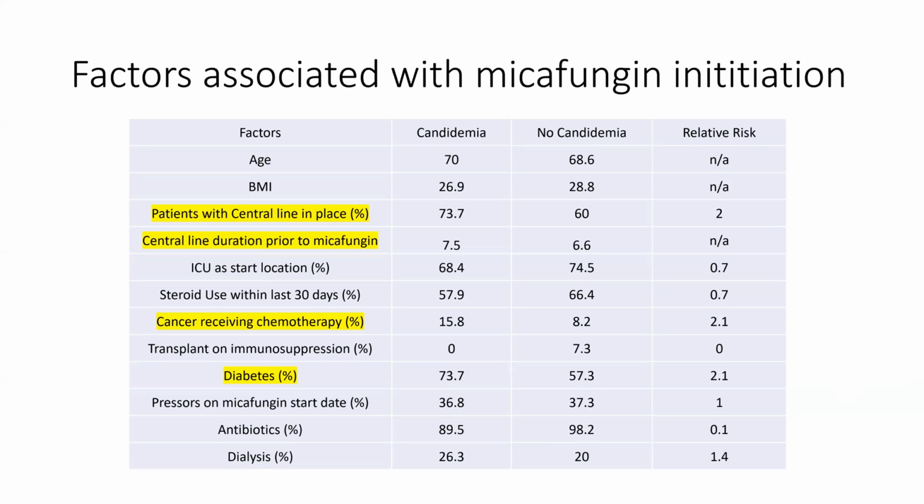I'd also like to draw attention to the duration of central line placement to be around 7.5 days in candidemia patients, while it was around 6.6 days in non-candidemia patients. Much to our surprise, steroid usage in ICU as start location of micafungin was not as common among candidemic patients. It was actually higher in non-candidemic patients.